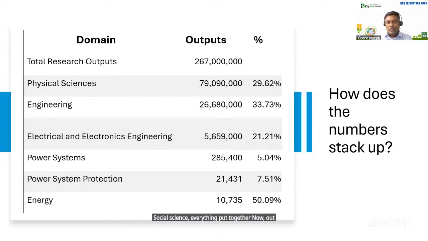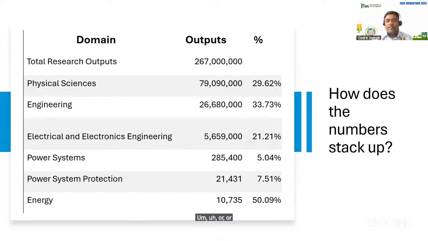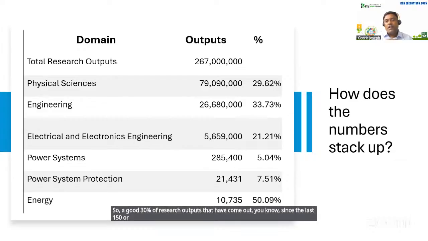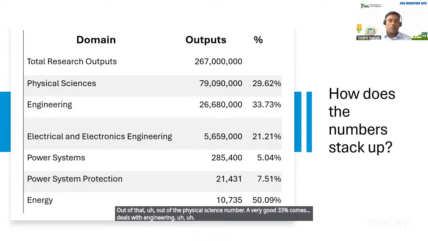Now, out of that, around 30 percent, which is 7.9 crore, or 76 million research outputs, are in the field of physical sciences. So a good 30 percent of research outputs that have come out in the last 150 or 170 years, everything that's available in the digital domain, comes from physical sciences. Out of the physical science number, a good 33 percent deals with engineering. So close to 2.6 crore research outputs have come out in engineering.